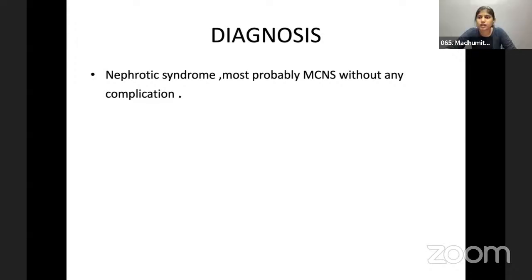Complete blood count. Urine analysis. Before that, complete blood count is not an investigation for nephrotic syndrome. Nephrotic syndrome is always a clinical diagnosis. First thing you should do, before making a diagnosis, what are the criteria you should fulfill? What are the criteria to say that a child is having nephrotic syndrome?